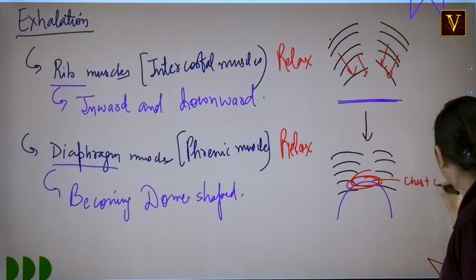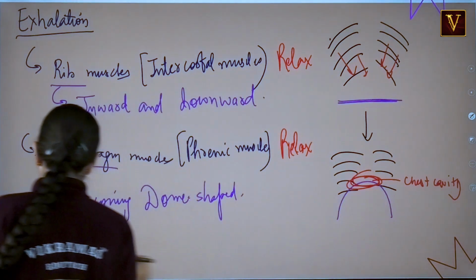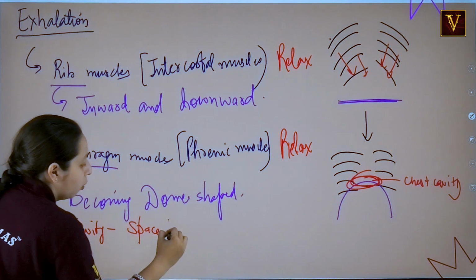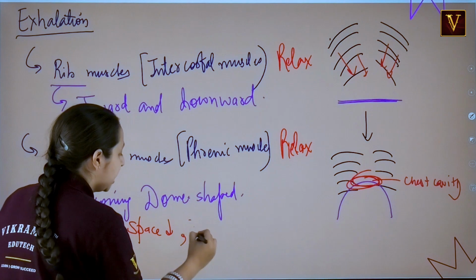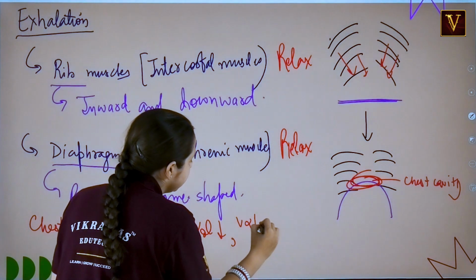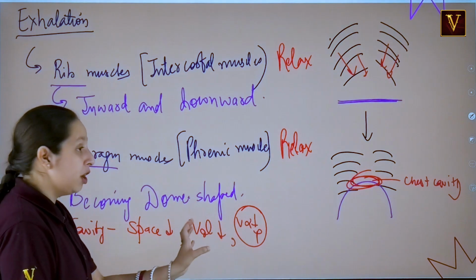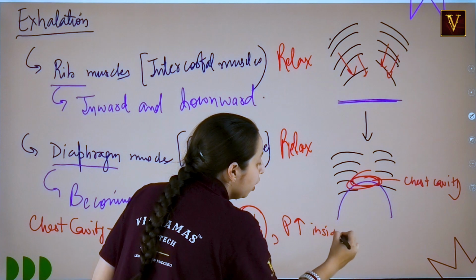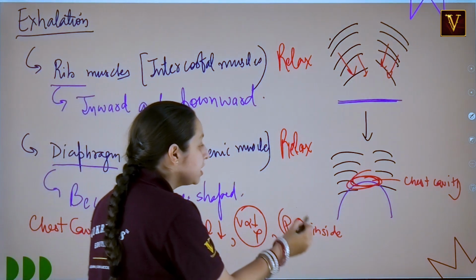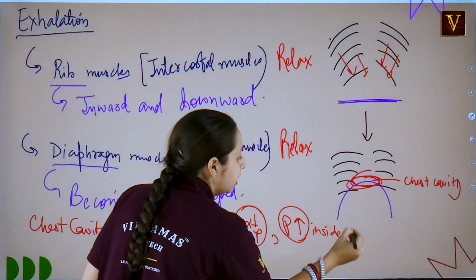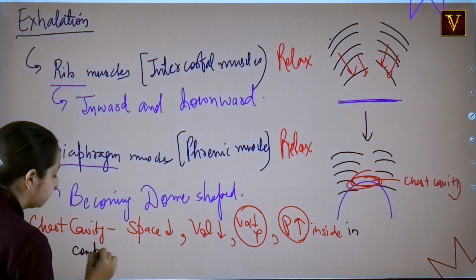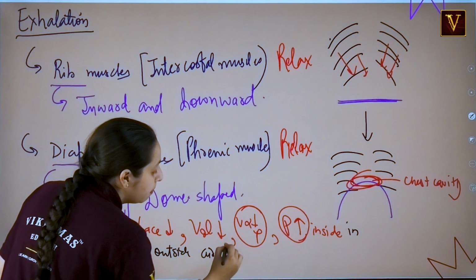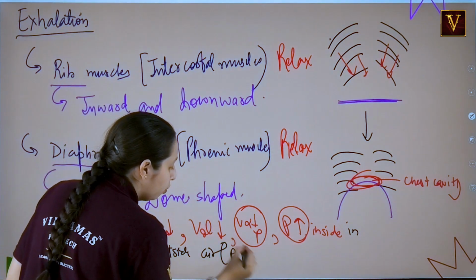This is the chest cavity. Now let's write what is there inside the chest cavity. The space inside the chest cavity is very less now, low. If space is less, that means volume is less, and this is in inverse relationship with pressure. So if volume is less, pressure is more inside. Pressure is more inside, in comparison to outside air, where pressure is low.